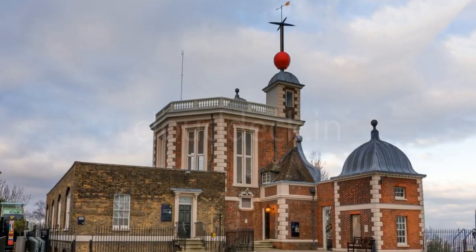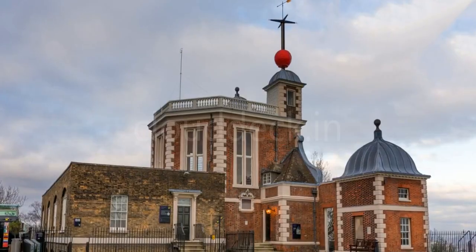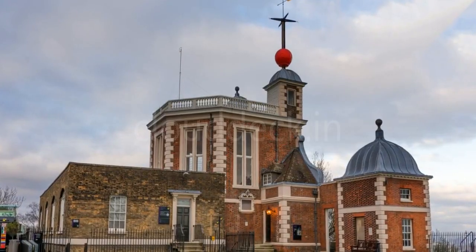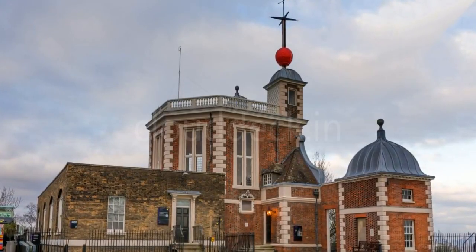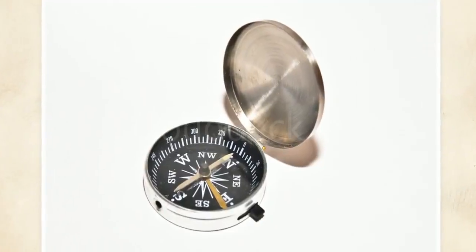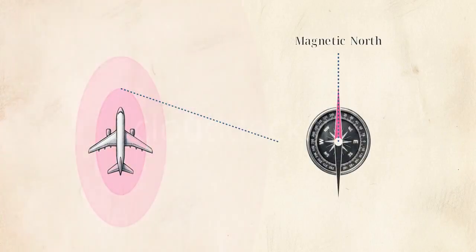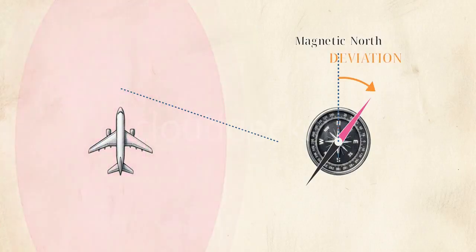True north is a geographic absolute, anchored at the poles, but magnetic north shifts. The angular difference between geographic true north and magnetic north is called variation. Inside the aircraft, this physical magnetic compass introduces a second error. The metallic structure of the aircraft itself creates a localized magnetic field, pulling the needle away from magnetic north. This structural error is called deviation.